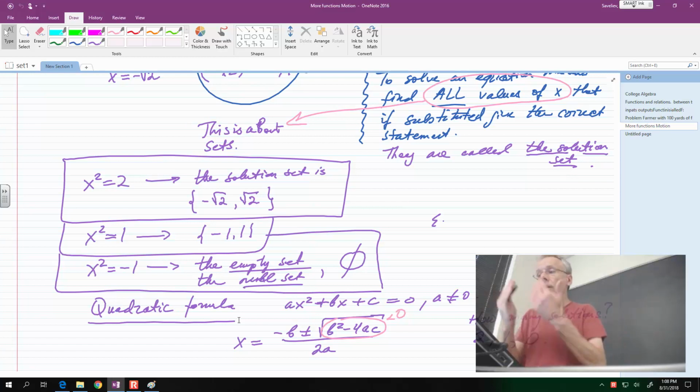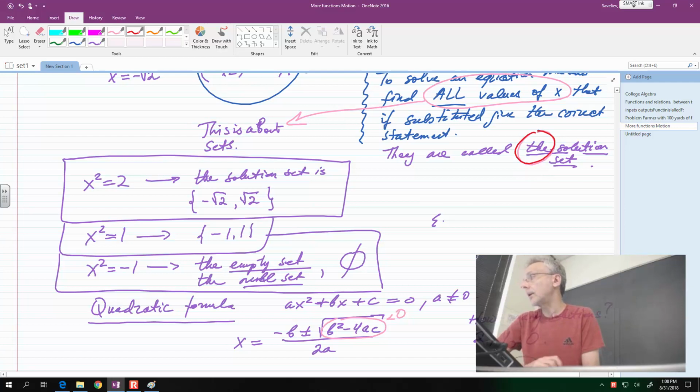You combine all these solutions, all numbers together, and that is a set, and we call it the solution set. Okay, so that's what makes it worthwhile, especially if you want one answer. Well, that's the answer. The answer is the set of all solutions. That is what you were expected to give when you were solving an equation.